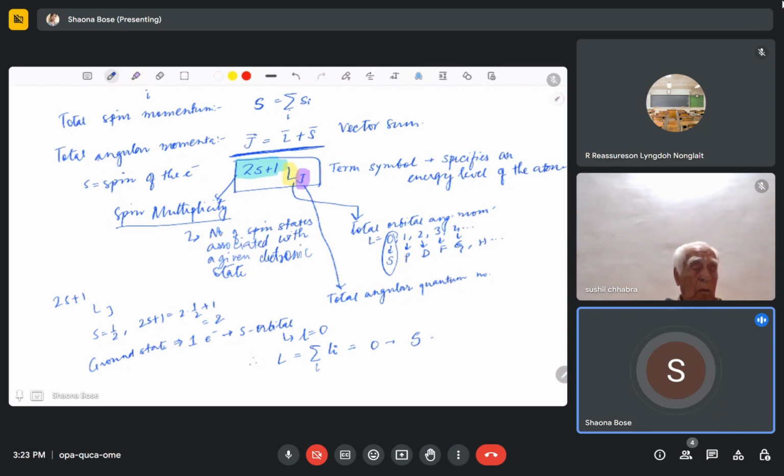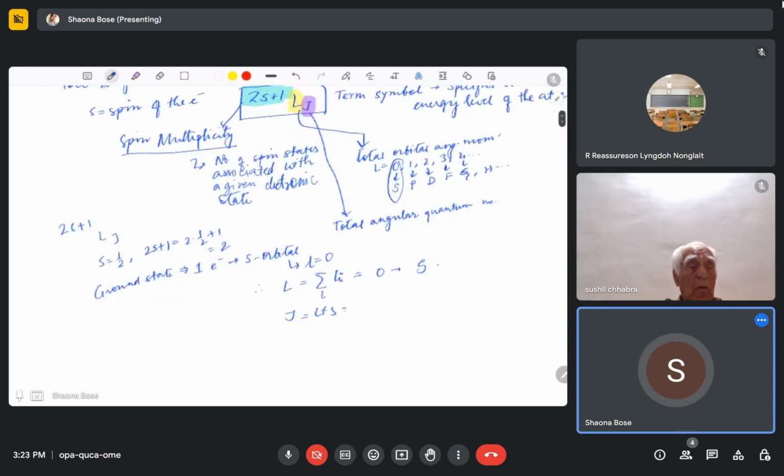And then what about J? J is just L plus S, which is half, right? So what will be our spectroscopic term symbol? That is 2S half. I hope this is clear.